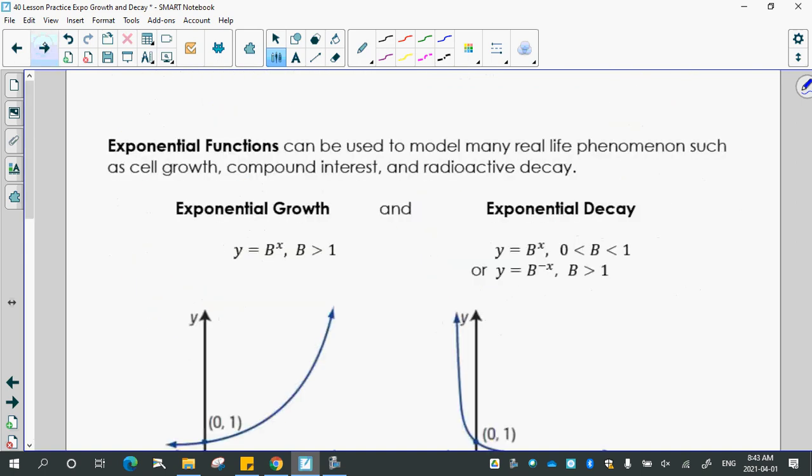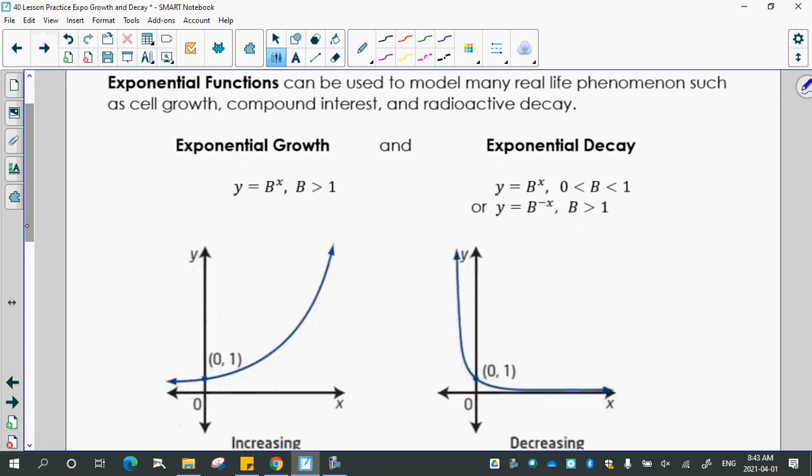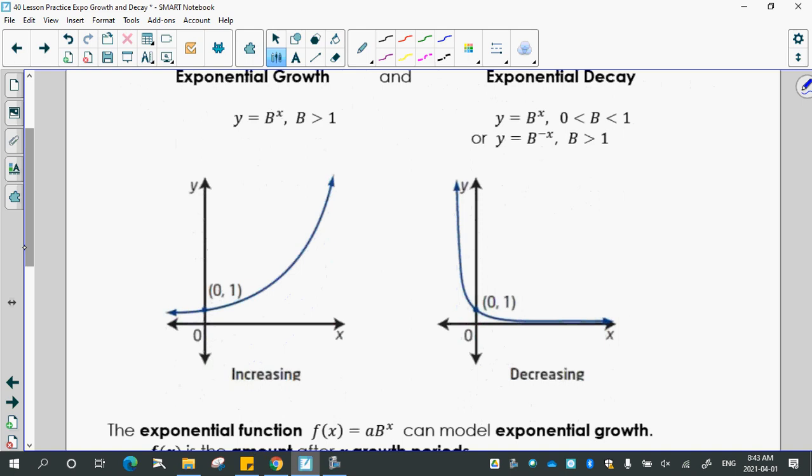All right, exponential functions can be used to model many real-life phenomena such as cell growth, compound interest, radioactive decay, the spread of viruses, etc. Okay, so here's this would be growth.